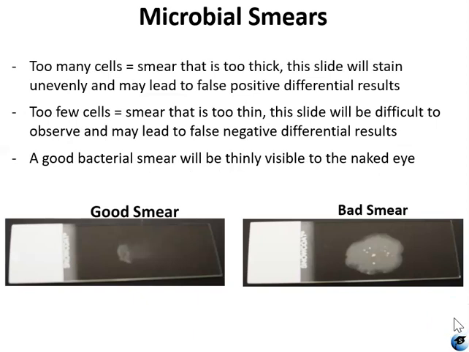Another thing to consider with your smear is you don't want the cells to be on there in a layer that's too thick or too thin. A smear that's too thick will result in an uneven stain, and it may also lead to false results for your differential stains. A smear that's too thin will result in cells that are really hard to find, and they'll be difficult to view. They can also mess with the results of your differential stains. So a good bacterial smear will be thinly visible to the naked eye, and it will look much more like this slide here on the left than this. This is way too many cells. It's going to be way too thick, and it's going to be really hard to stain.